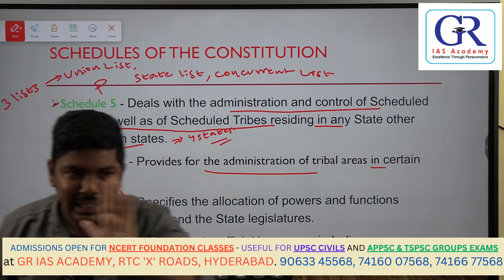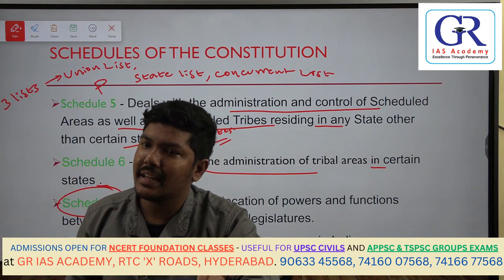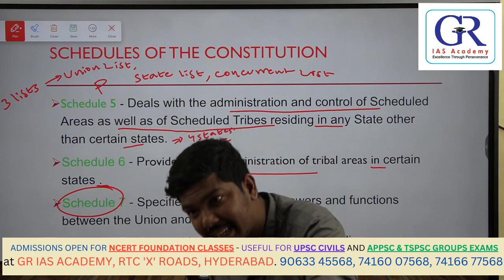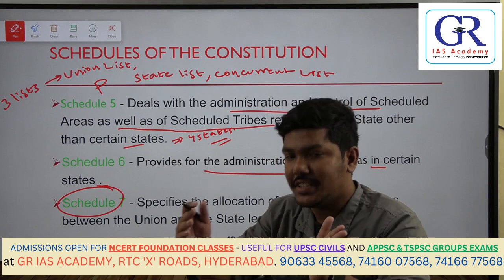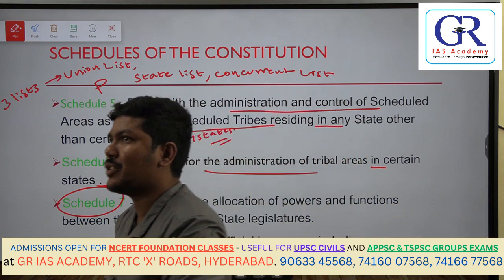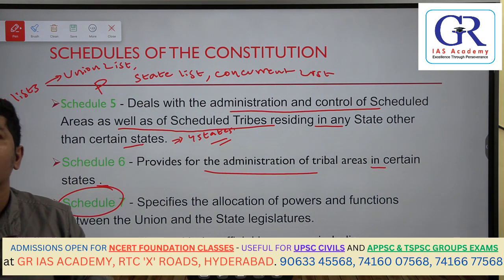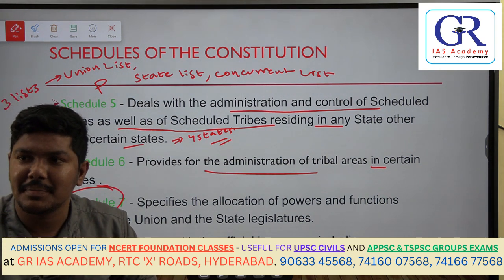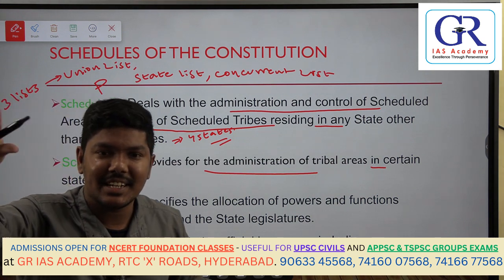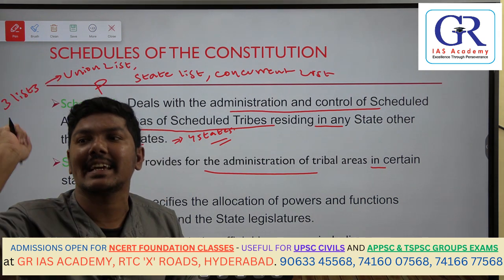Correct? Yes. Then state list. The name itself says, who will make the laws? State legislature will make the laws, which includes assembly plus council. Legislative assembly plus legislative council. So union list basically contains the list of subjects on which only the Parliament will make the law. State list contains a list of subjects on which only the state legislature can make the law.